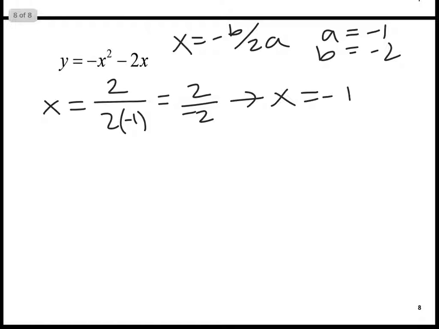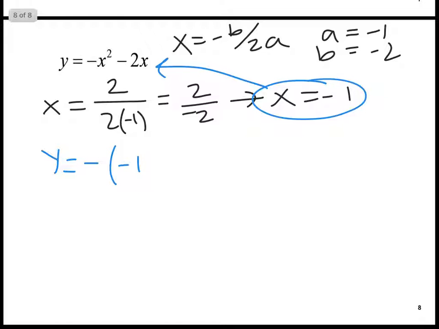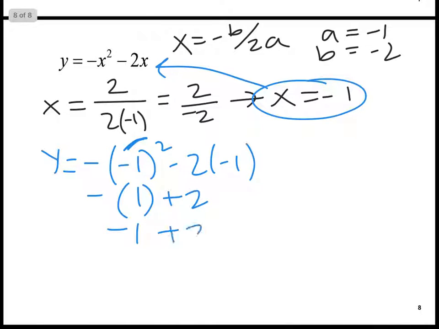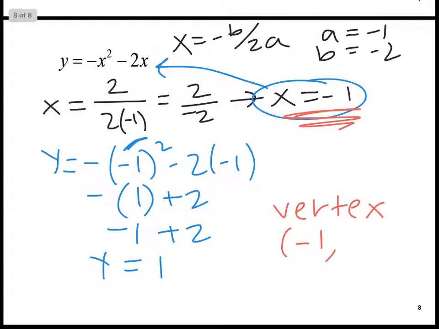But for a vertex, I need an ordered pair. So I'm going to take this negative 1 and plug it back into my equation. So I'm going to get y is equal to, now here's where we have to slow down a little bit. There's a negative out front, and then the x is squared. So negative, negative 1 squared, minus 2 times negative 1. Order of operations says I'll deal with this exponent first. So I have a negative. Negative 1 squared is positive 1. Negative 2 times negative 1 will turn into plus 2. So I have negative 1 plus 2. Y is equal to 1. So for this problem, my vertex is at negative 1. And remember, I got that from my axis of symmetry. And my y value is positive 1. Final answer.